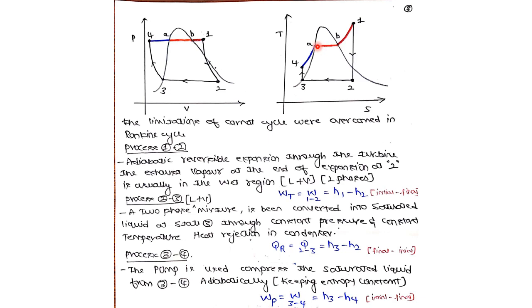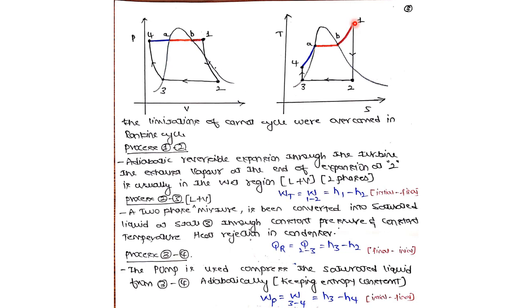Once the saturated vapor has been reached, what happens? From state B, if you provide more heat, what happens to the vapor? The vapor will raise its temperature. The vapor will go on raising its temperature to reach the state 1. So totally, I can say the heat has been added in 3 different stages, that is 4 to A, A to B, and B to 1.